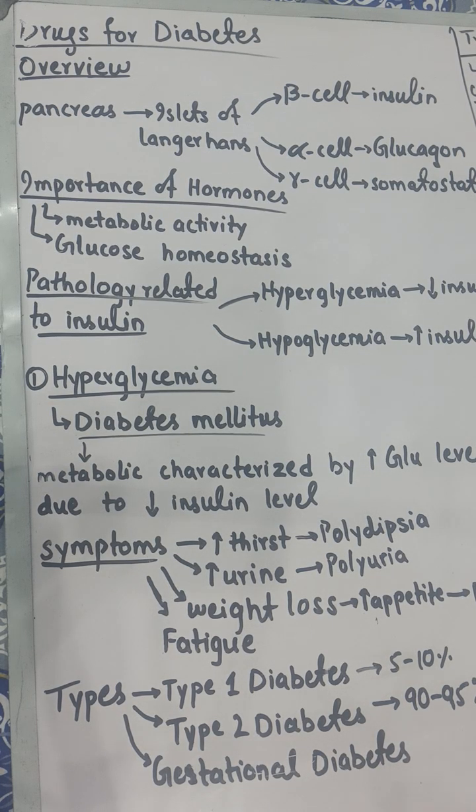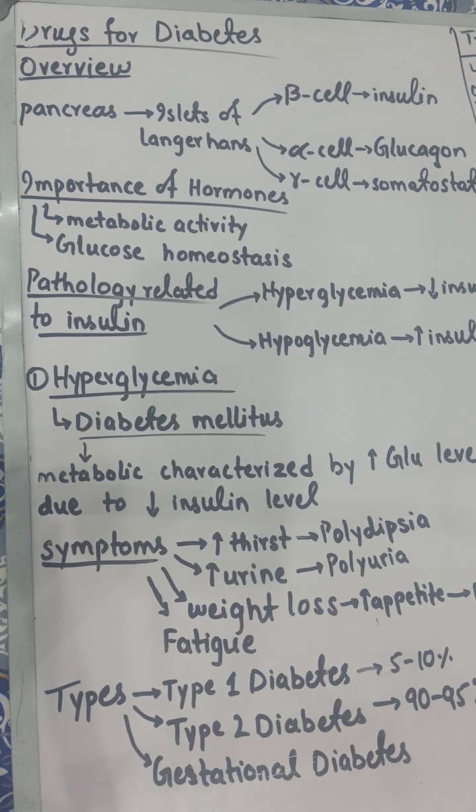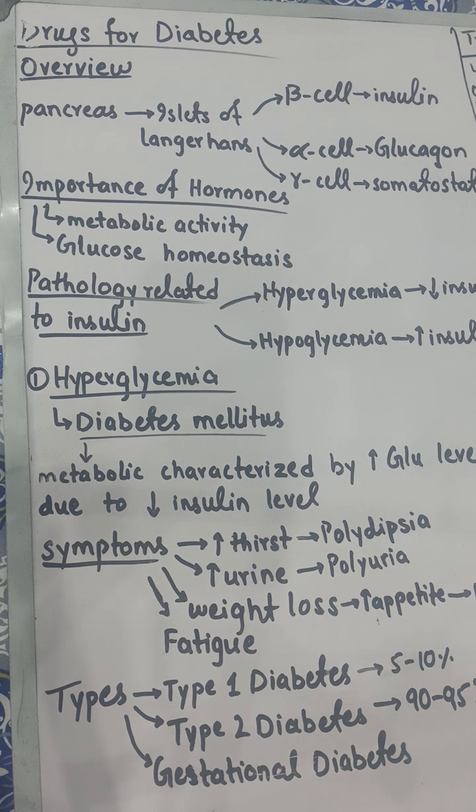In this video we are going to start the drugs for the diabetes. So let's discuss some overview, and after that we will discuss the diabetes. So why is the diabetes occurring? It is occurring due to a decrease in the production of insulin. So let's discuss how the insulin is produced.